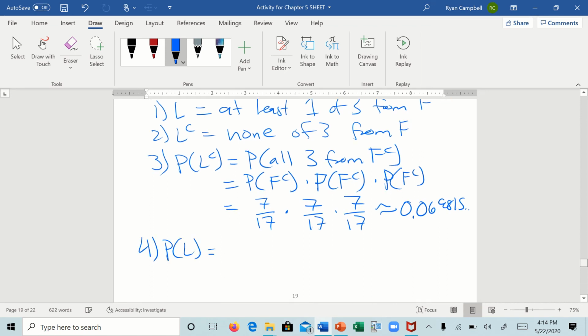And then the probability of at least 1 is just 1 minus that complement, which is 1 minus 0.069815. So when you subtract and round to 3 decimals, you get about 0.930.